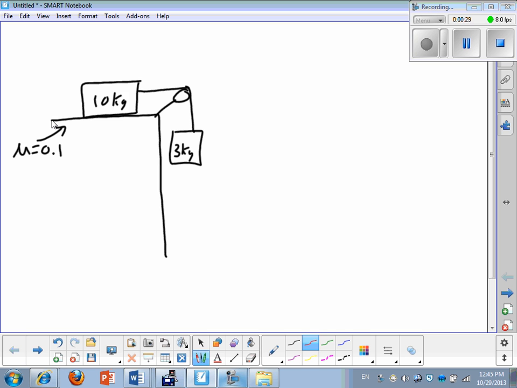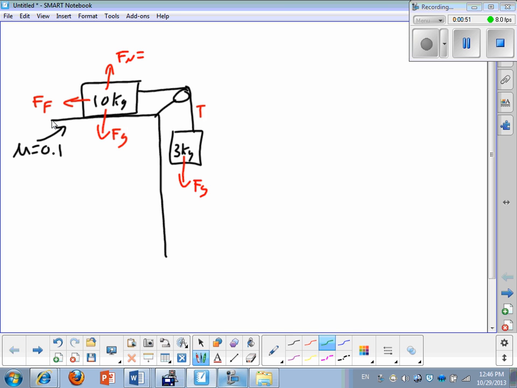We are going to start off by labeling our forces. This one has a force gravity down. This one has a force tension up. This one has a force gravity down, a force normal up, and because of the mu, has a force friction acting that way.